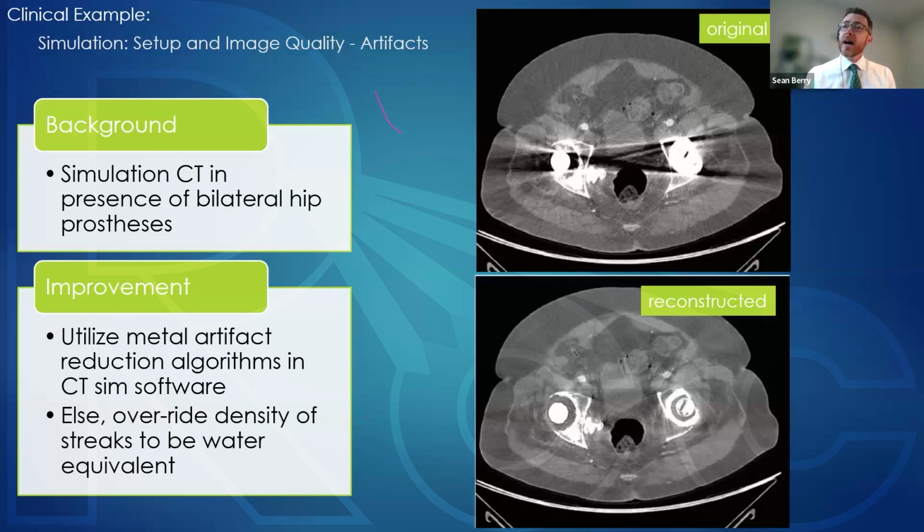Now, if you don't have that tool in your toolbox, one thing that we've done before as well is just change the CT number of these black and white streaks to something more like water. That would make your dose calculation something much closer to reality. Of course, it doesn't solve the problem of the underlying anatomy. So, you would have to delineate something in here using some other type of scan. But that is your other option.